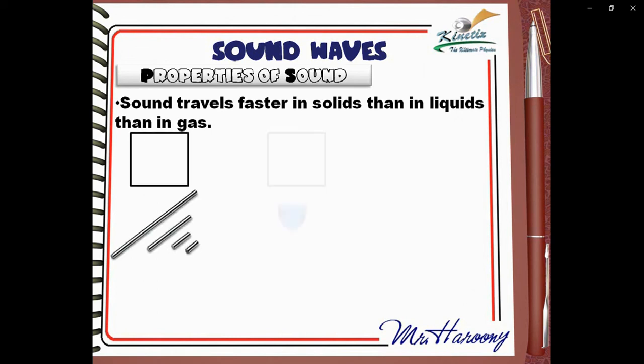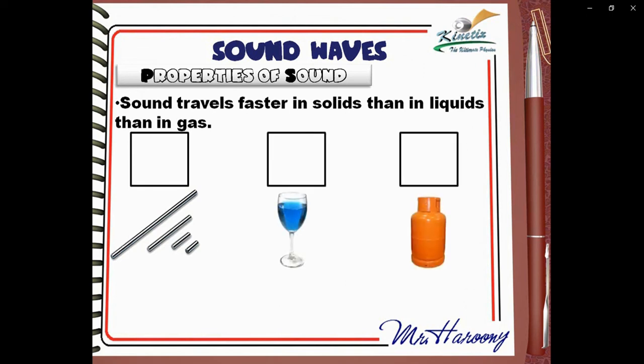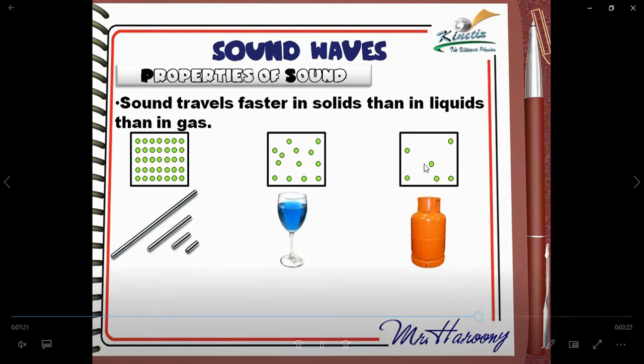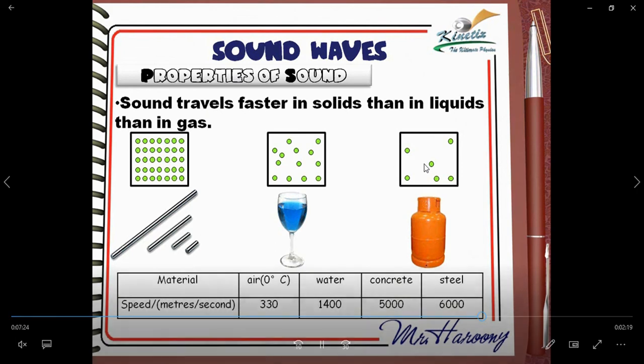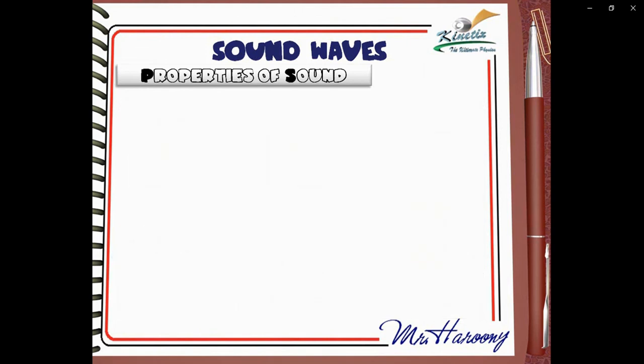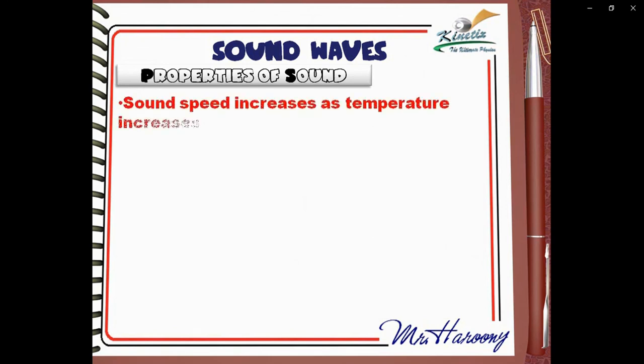Now the next segment: sound travels faster in solids than in liquids than in gas. You can see the solid molecules are very close together. In the middle, this is the liquid. Over here the molecules are a bit farther away, and for the gas the molecules are very far apart. Now see the speed in air is 330, in water 1400, in concrete 5000, in steel 6000. So you can see how these four categories change.